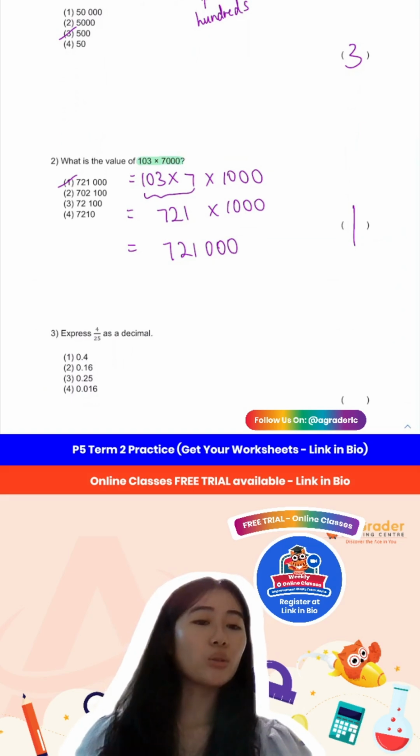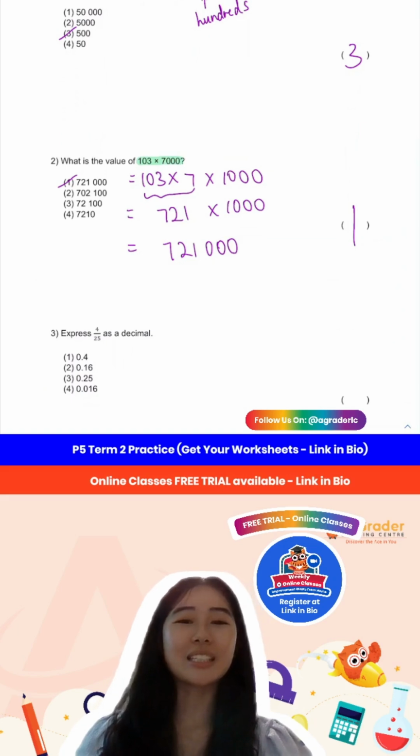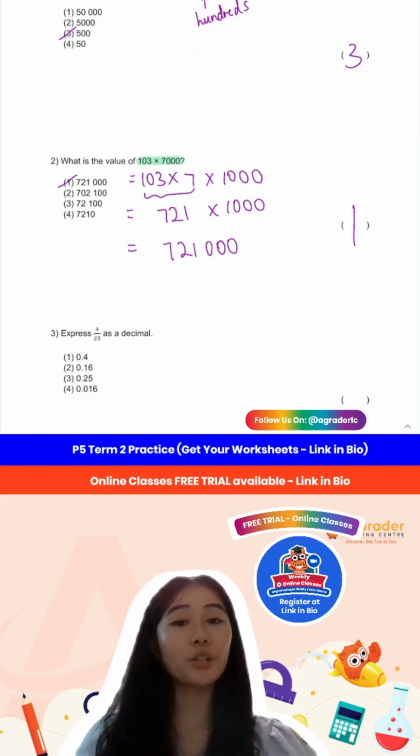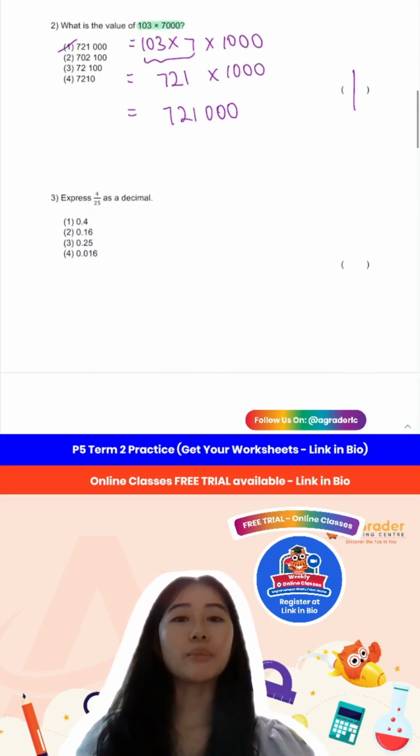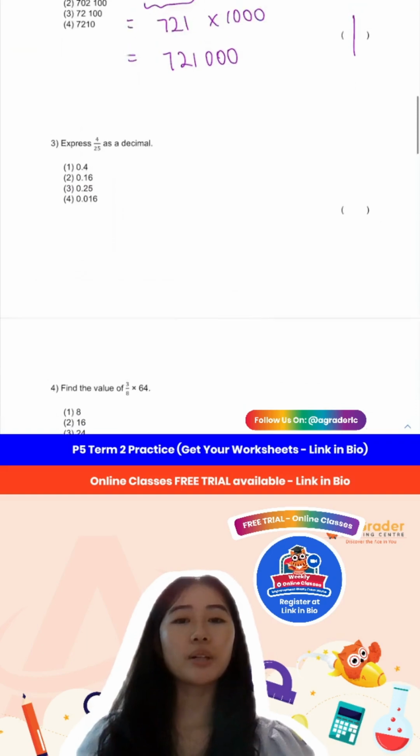Okay, so the tree master poop. Your mom gave you the wrong worksheet, is it? This is P5. Maybe she gave you the P6 one. I'm not sure, but you can check. Currently, we're doing P5.